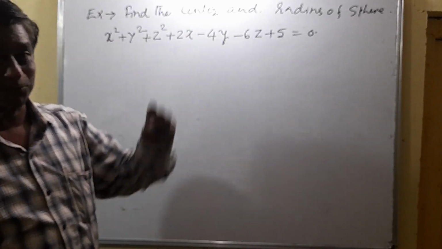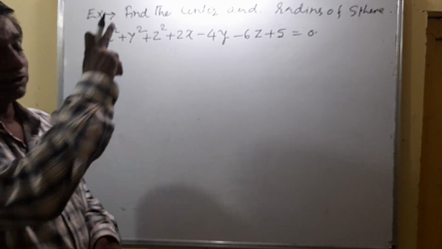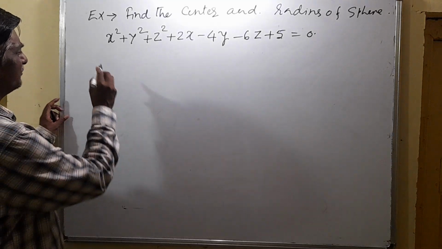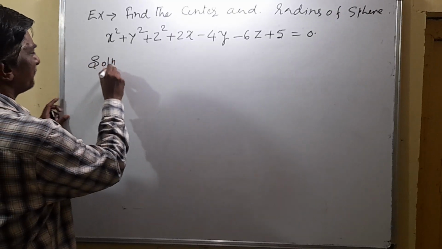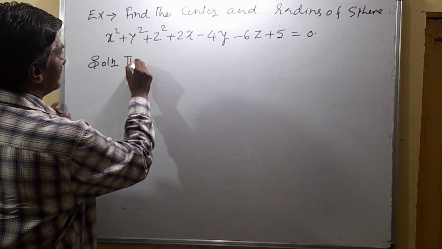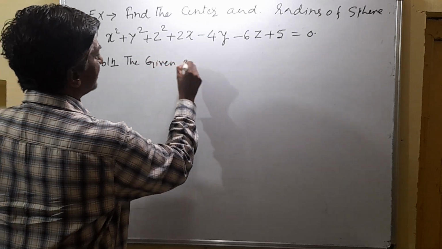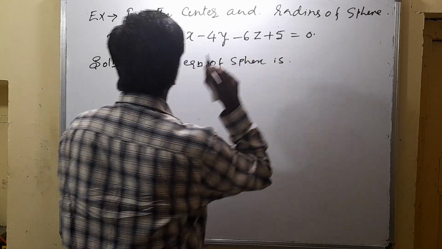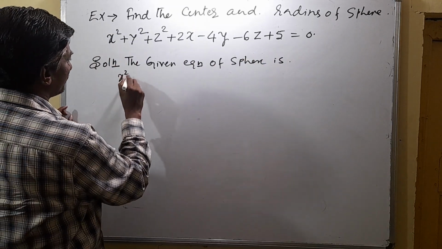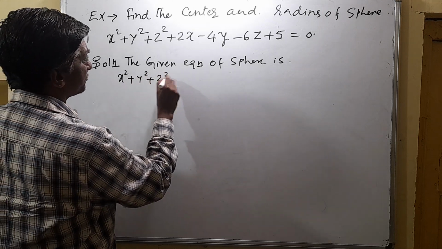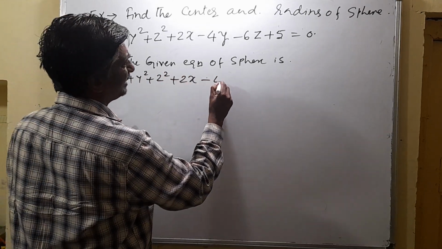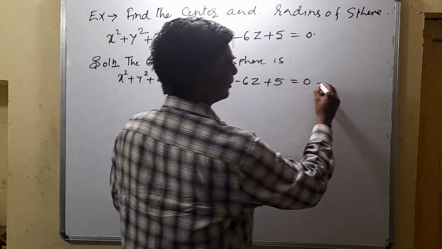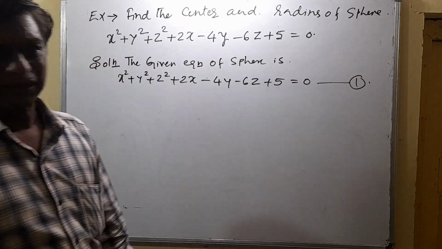This is the general form of the equation. We have already proved this one is an equation of a sphere. How to find? Very simple solution. The given equation of sphere is x square plus y square plus z square plus 2x minus 4y minus 6z plus 5 equal to 0, call it as 1. Clear?